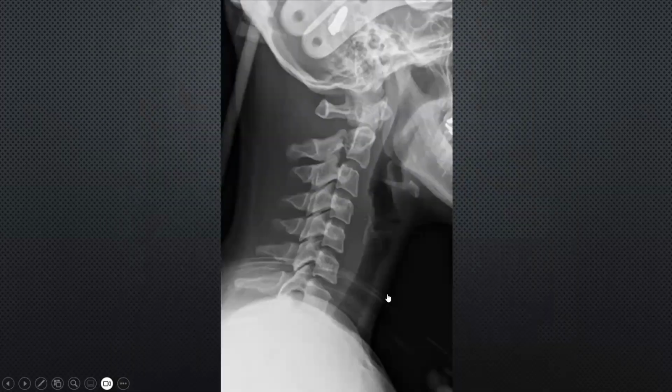Okay. And what is this? So this is a lamellar C2 fracture. Is the fracture here horizontal or vertical? Vertical, sir. Okay. Is this serious? Yes, sir, it is serious. Stable or unstable? Sir, unstable.